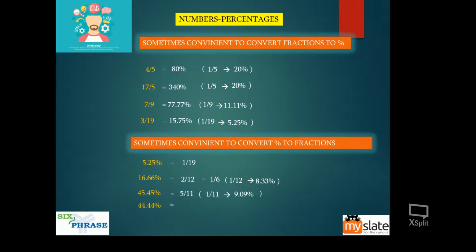44.44 percentage. What is 44.44 percentage? Once you know 1 by 9 is 11.11 percentage, guys, you know this. We've already seen it here. 7 by 9 is 77.77 percentage. So 4 by 9 must be 44.44 percentage. So I'll give you 88.88 percentage is 8 by 9. Okay, so it is as simple as that.